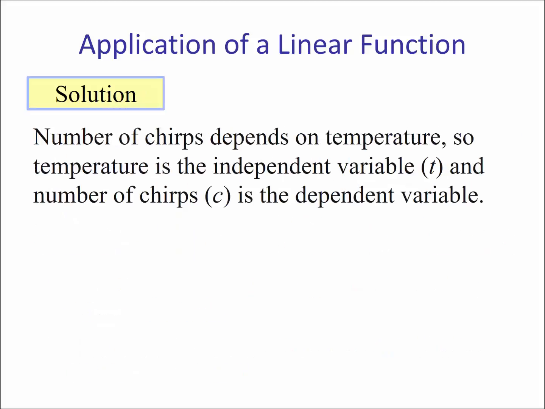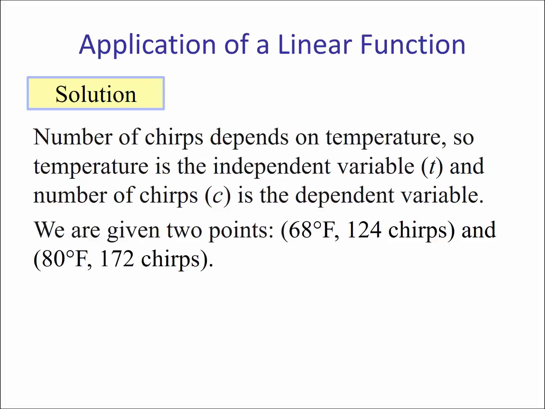Solution. We first want to identify the independent and dependent variable. The number of chirps depends upon the temperature, so temperature is the independent variable, which we'll call T, and the number of chirps, C, is the dependent variable. So we are given 2 points, (68, 124) and (80, 172).